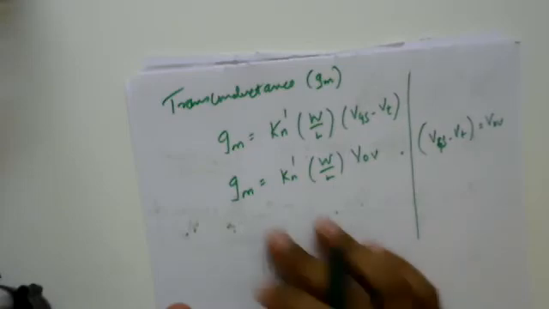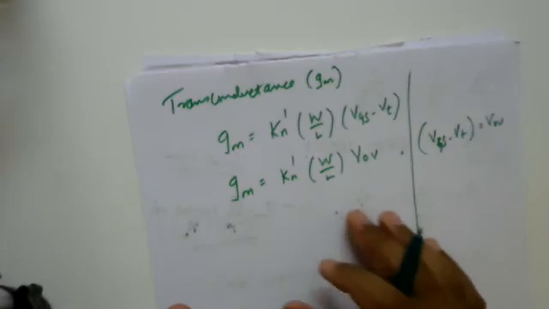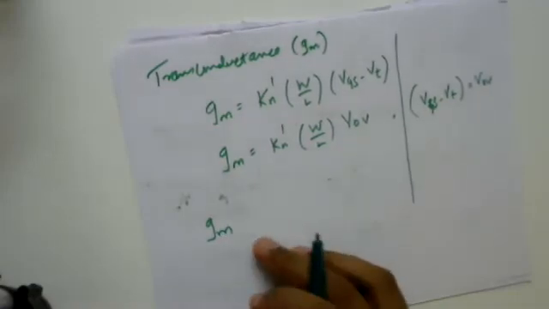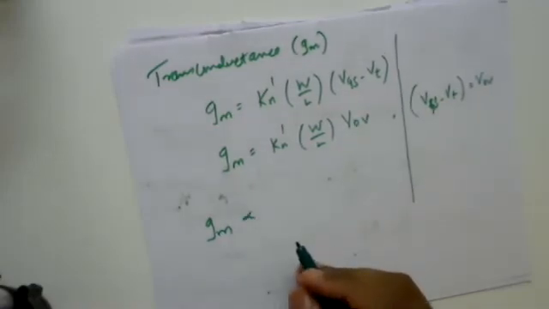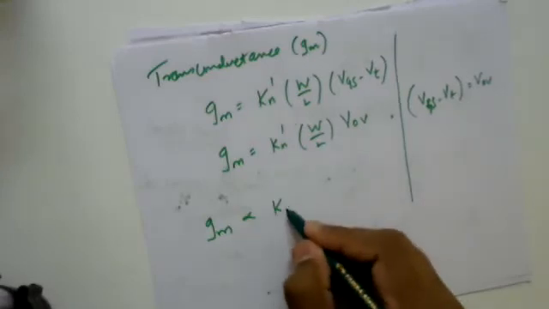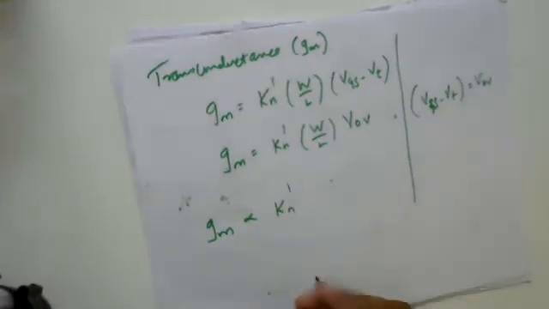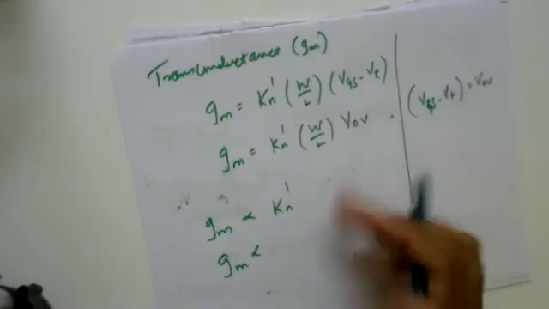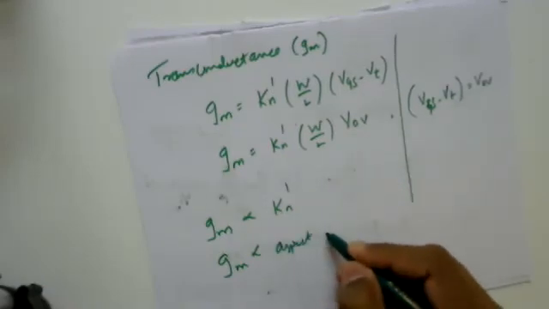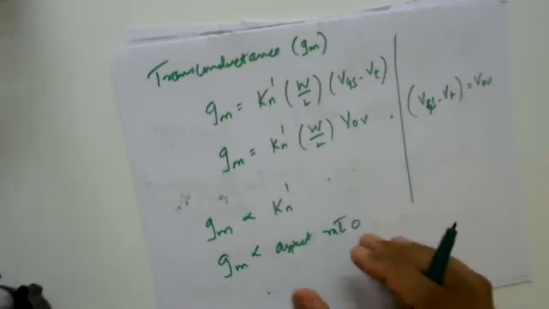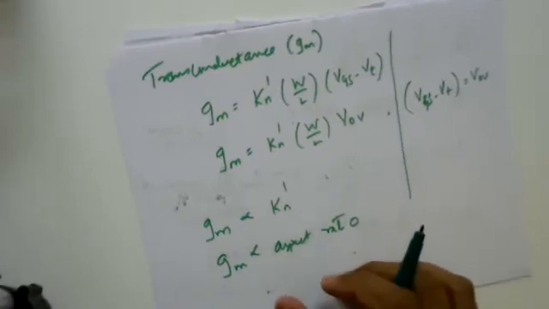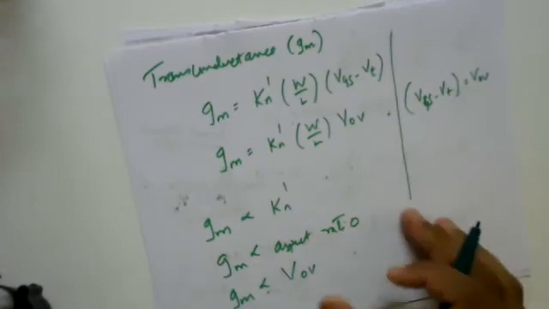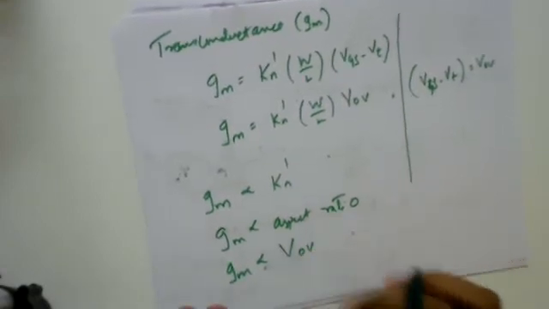Now, what does this equation want to say? This equation wants to say that your GM, the transconductance, is proportional to the process transconductance parameter Kn dash. It is also proportional to the aspect ratio, the width by length ratio, and it is also directly proportional to the overdrive voltage VOV.